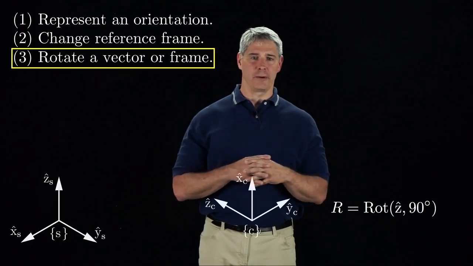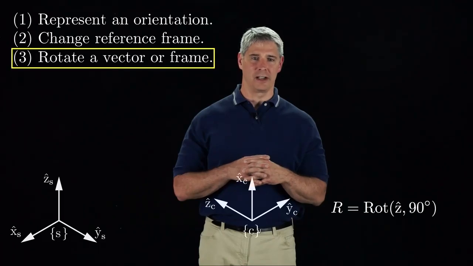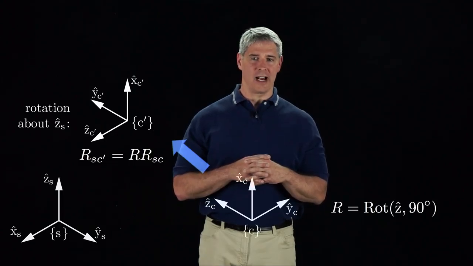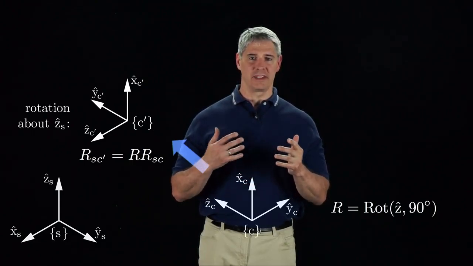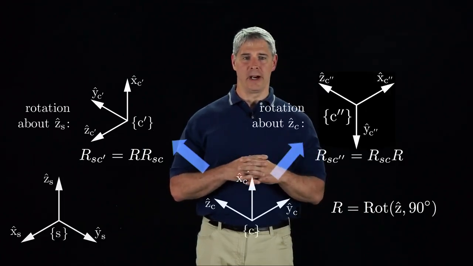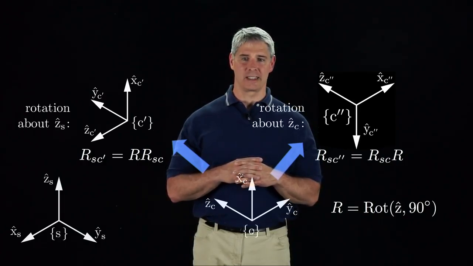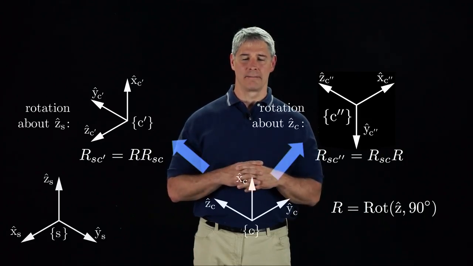We can also rotate the frame C by pre-multiplying or post-multiplying RSC by the rotation operator R. If you pre-multiply by R, the rotation axis is interpreted as the z-axis of the frame of the first subscript, S. You end up with a rotated frame C prime, still expressed in S. If you post-multiply by R, the rotation axis is interpreted as the z-axis of the frame of the second subscript, C. You end up with a different rotated frame, C double prime, still expressed in S.